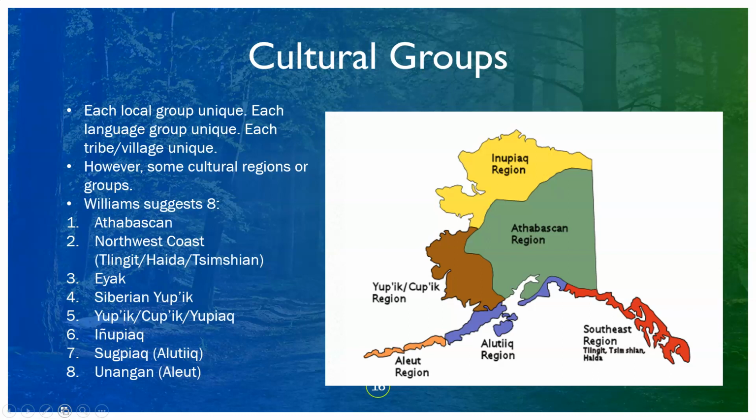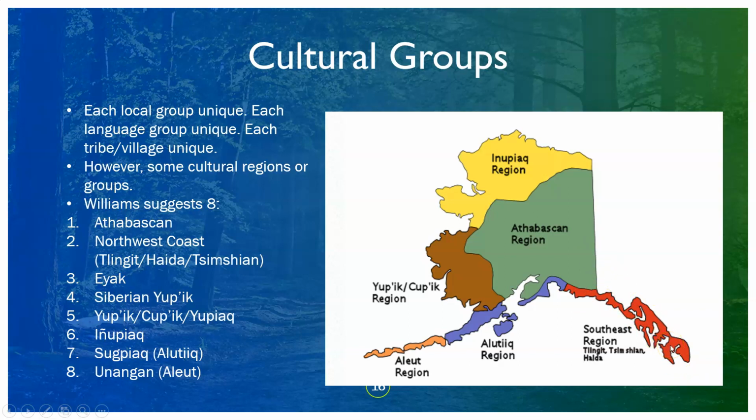So Williams suggests eight. She says, you know, the Inupiaq cultures, Athabascan cultures, Yupik / Cupik / Yup'ik cultures, the Unangan or Aleut, the Sugpiaq or Alutiiq. You have the Southeast region. Williams splits off Eyak as its own culture. You have then the Tlingit, the Tsimshian, Haida.